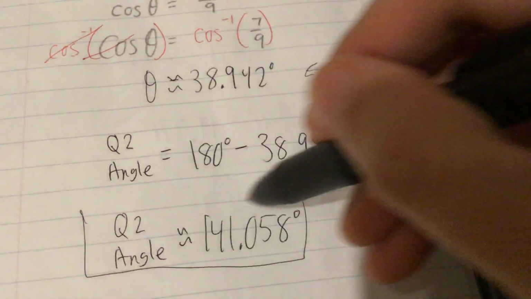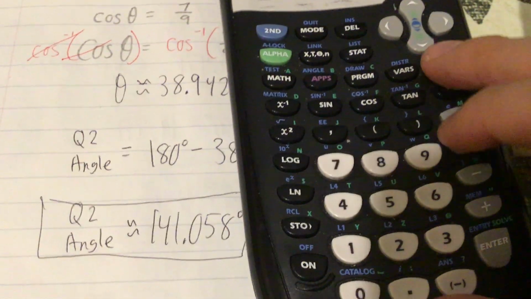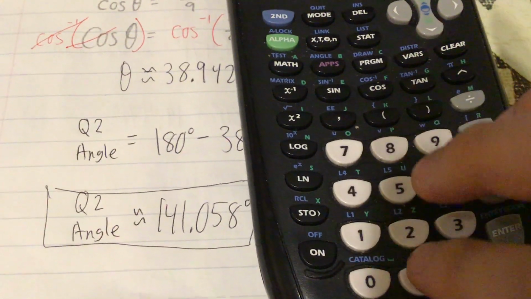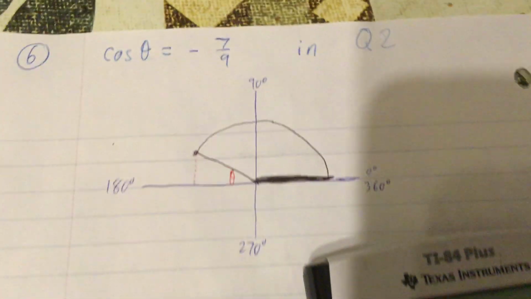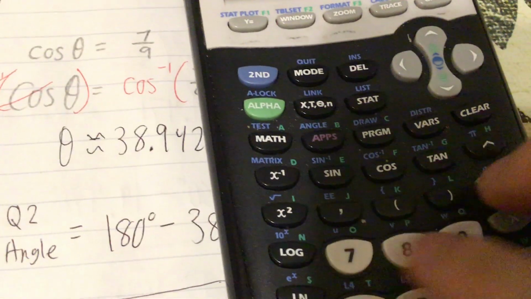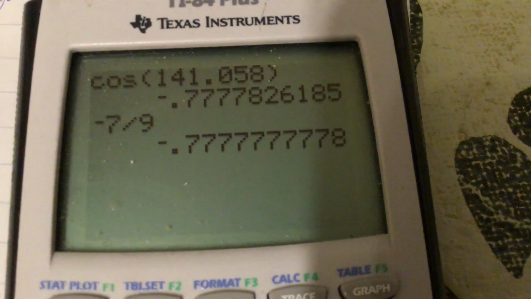I'm going to box it, and I'm going to check my work for the final time by comparing the cosine of 141.058 and compare that to -7/9. Pretty identical.